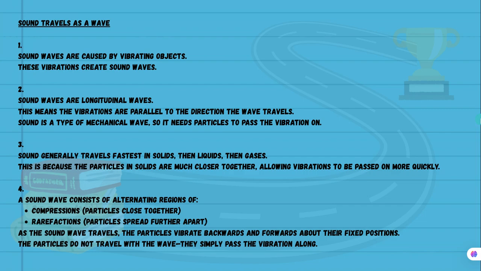A sound wave consists of alternating regions of compressions, particles close together, and rarefactions, which are particles spread further apart. As the sound wave travels, the particles vibrate backwards and forwards about their fixed positions. The particles do not travel with the wave, they simply pass the vibration along.